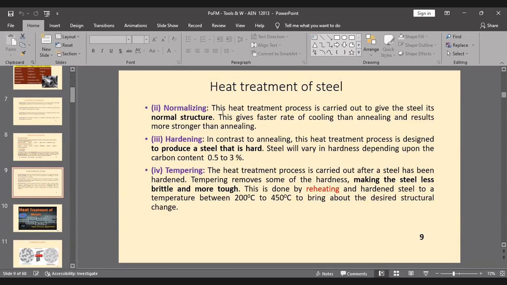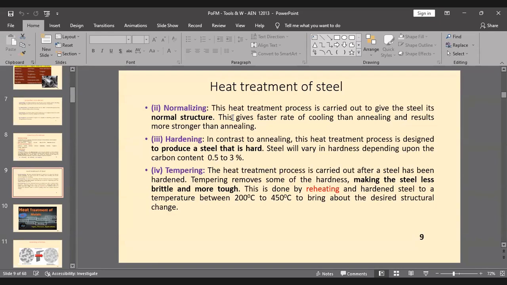Hardening, normalizing, tempering. Normalizing, this heat treatment process is carried out to give the steel its normal structure. I am not mentioning the structure further now, but I can mention the structure of the metal later, where you have different types of structures. You have to study how to maintain the strength and hardness of the material. So we need some basic knowledge of structures.